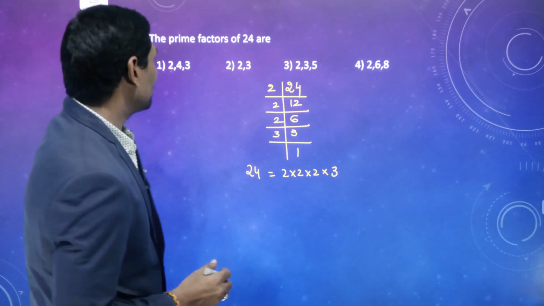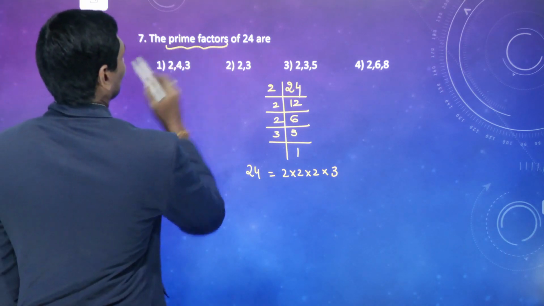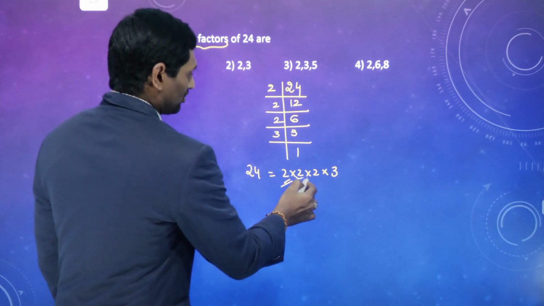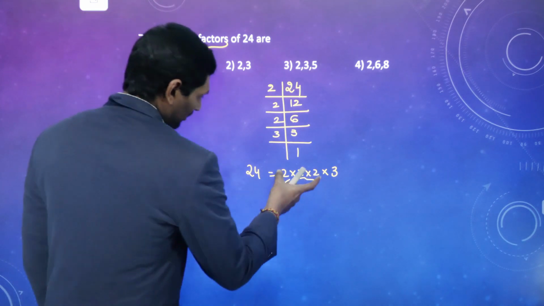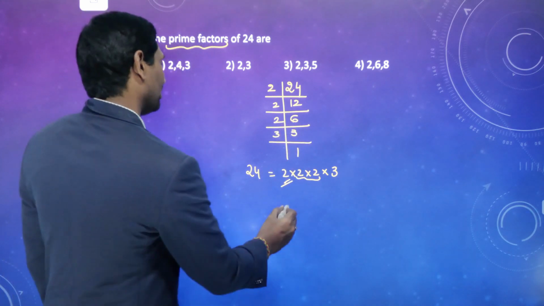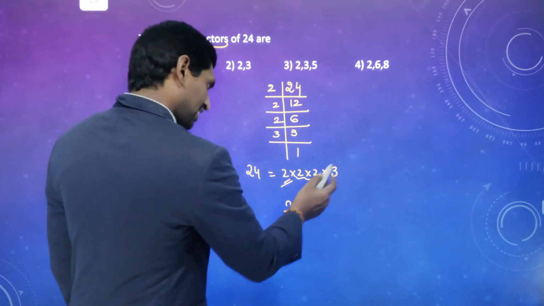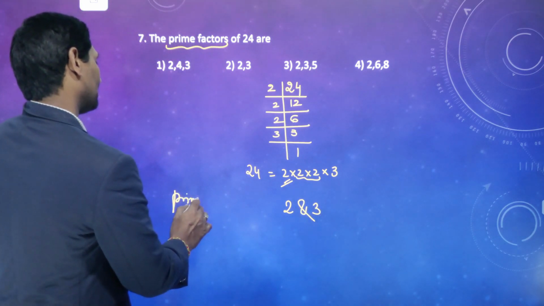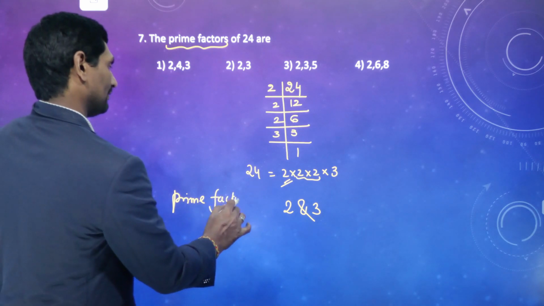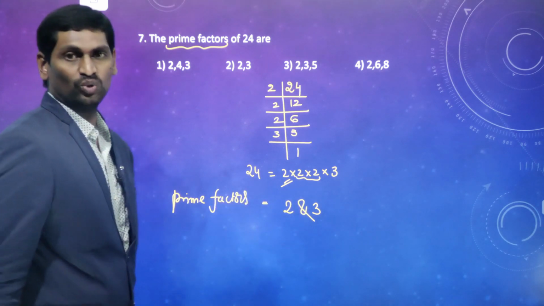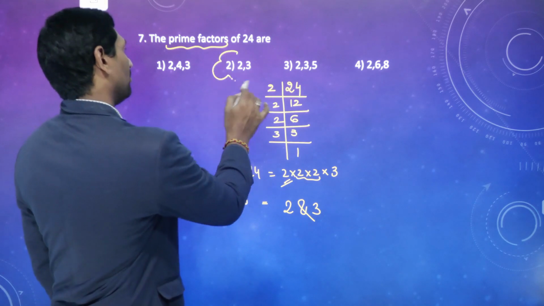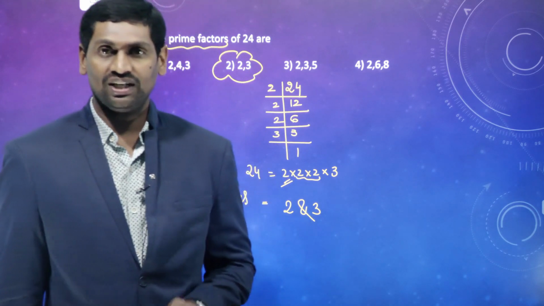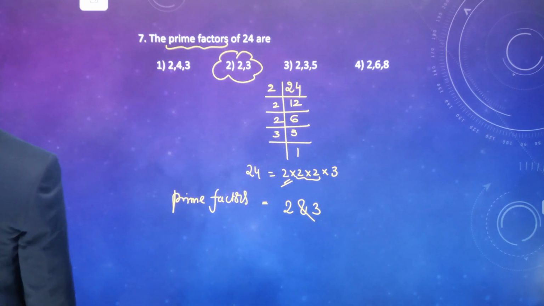But what is the question which is asked here? Prime factors. Prime factors means 2 is a prime factor. These two are also the same number, these three are all the same numbers, we can write only 1. So 2 is a prime number, and 3 is also a prime number. So the prime factors equal 2 and 3. So option number 2 is our correct answer. Let us move on to the next problem.